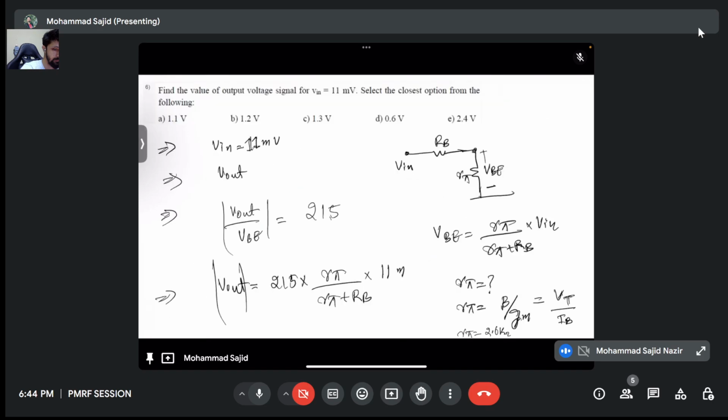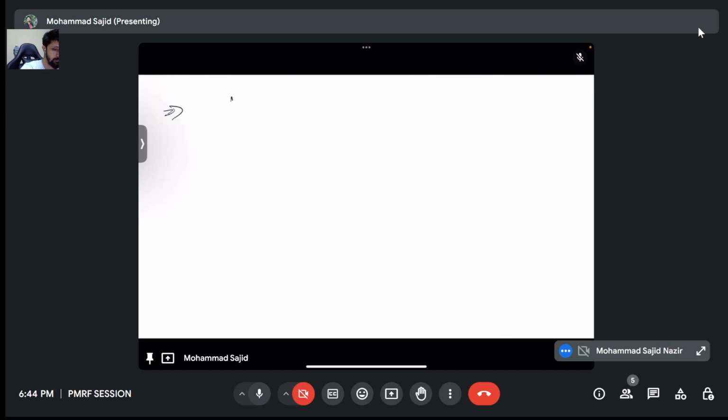So it is simply 2.6 kilo ohm and 2.6 kilo ohm. So this is simple, right?